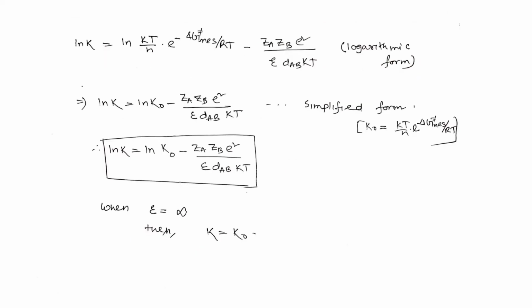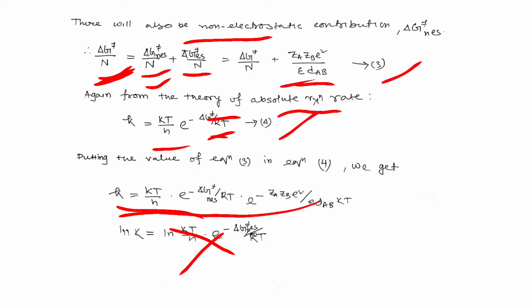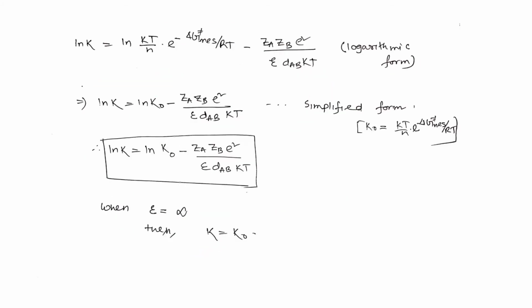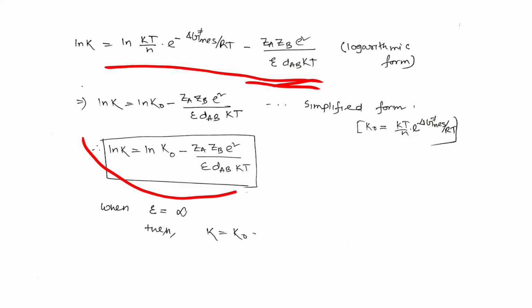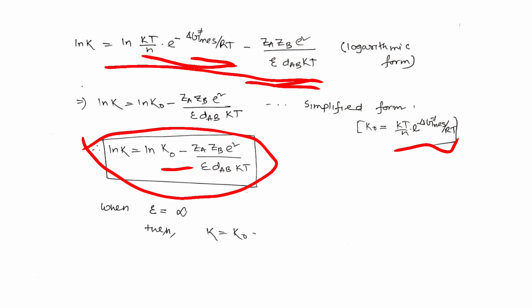In this slide, what happens is we'll take the natural log. By taking the natural log we'll get this one. This derivation is also given in Laidler. I took this derivation from Laidler, you can go there also. By taking the ln we will get this kind of equation, and finally we will reach here. So here k naught is equal to this whole thing.